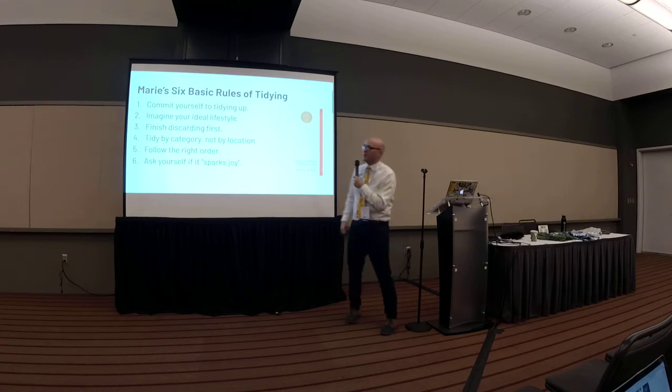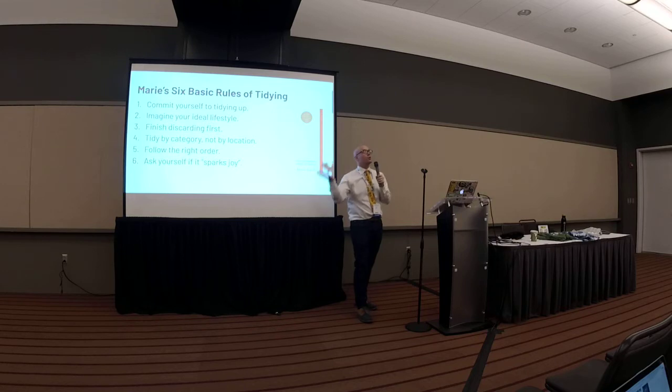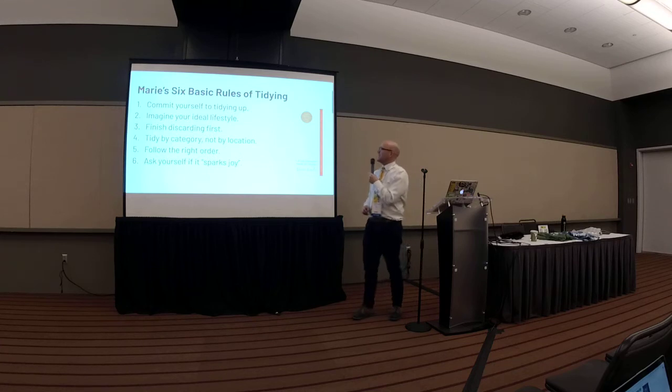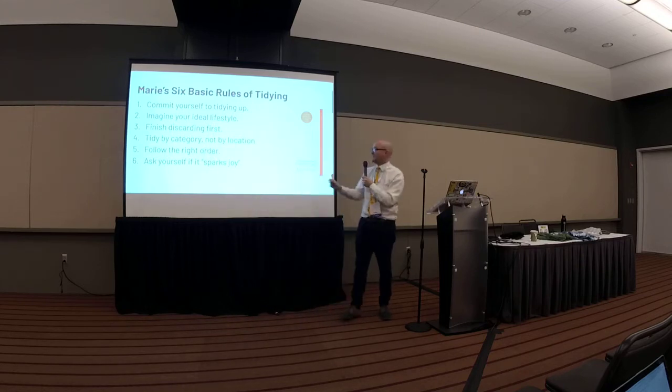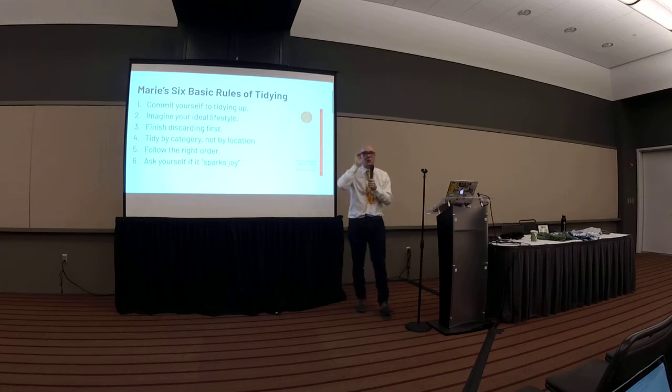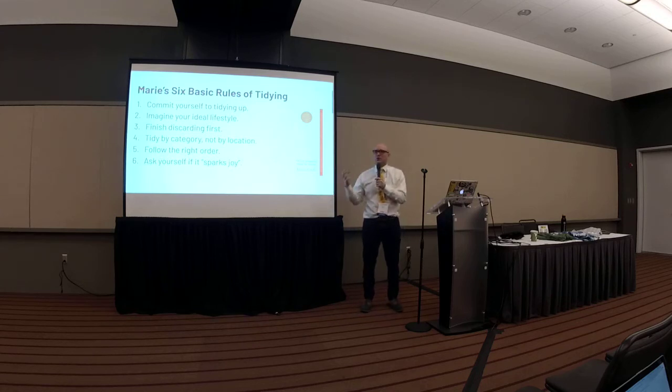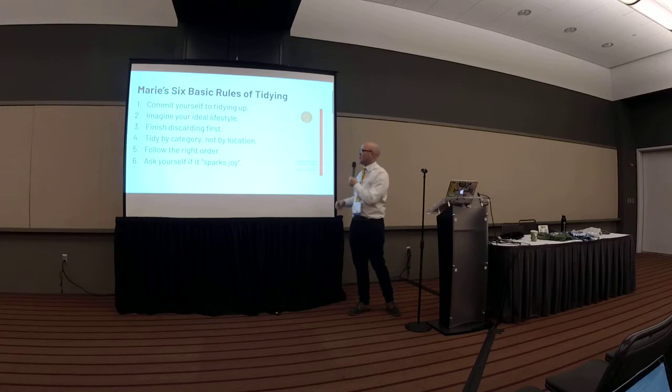Number 2 is to imagine your ideal lifestyle. So what is it going to look like? What could it look like? How would you feel if it was that way, right? You finish discarding first. Throw away the things that you don't need first. Then tidy by category, not by location. This is interesting because we're going to get into this part a lot in this session. Follow the right order. She's got a very specific order, like clothes first, and then books and something else, and then miscellaneous and papers. And then the last one is the big one that everybody seems to know about.